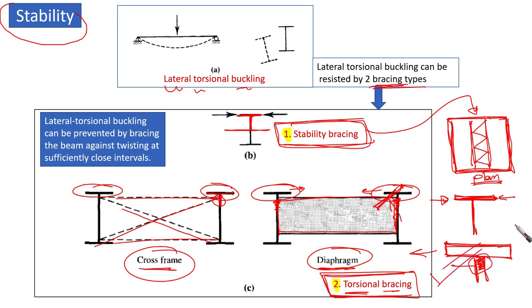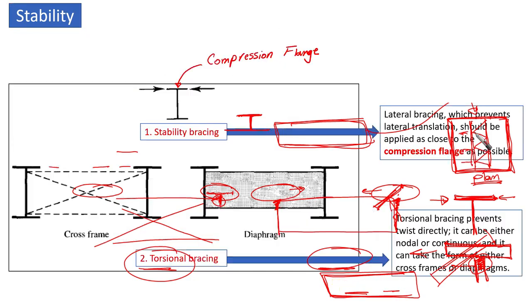or twist after that. Okay, so these are the two types of bracing that we can use to resist lateral torsional buckling. Lateral torsional buckling can be prevented by bracing the beam against twisting at sufficiently close intervals. And we said that this is like the intervals here. We can control it like this.